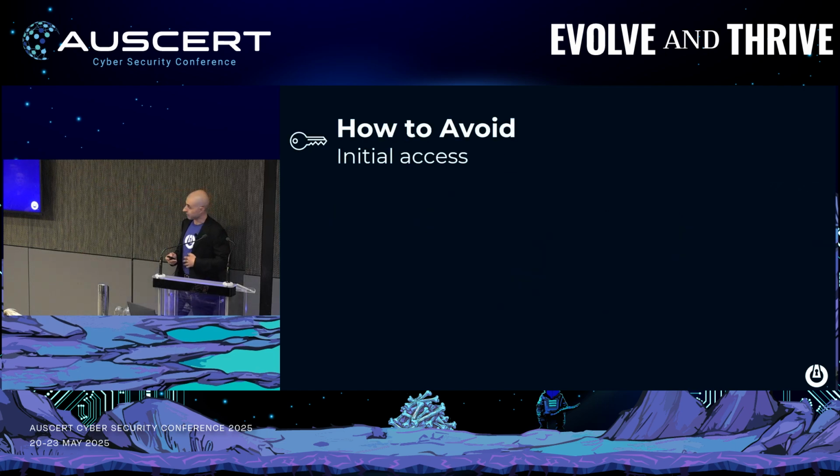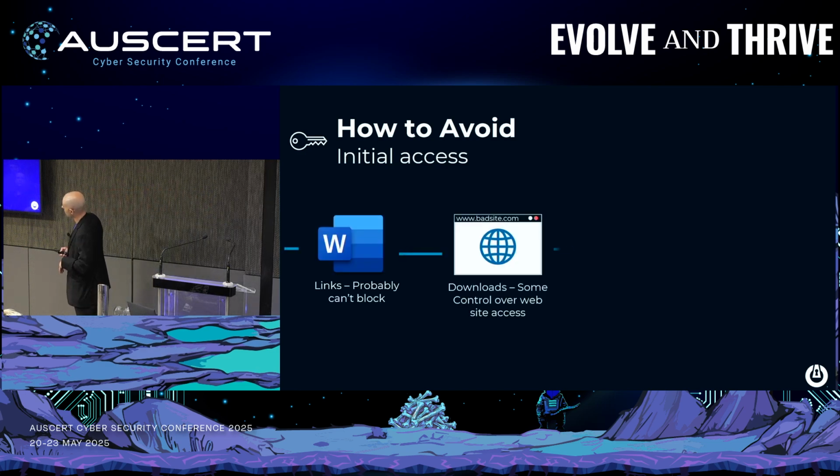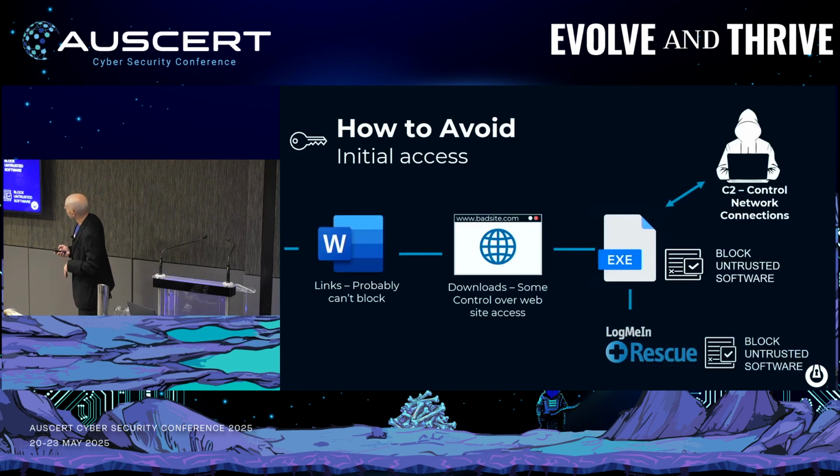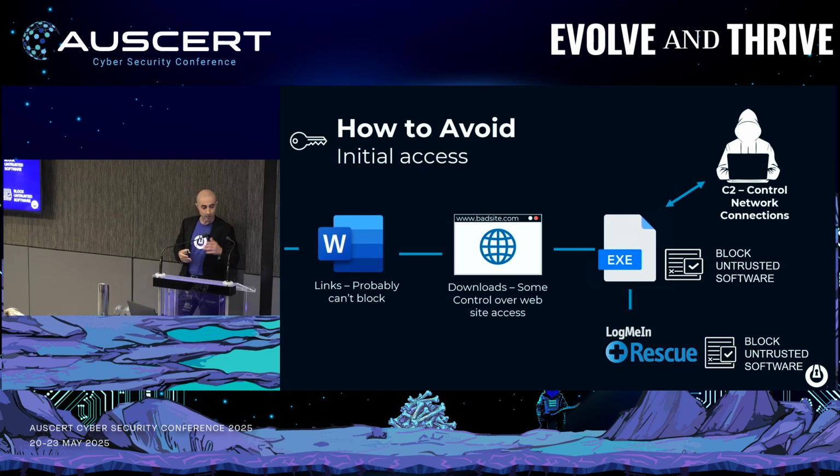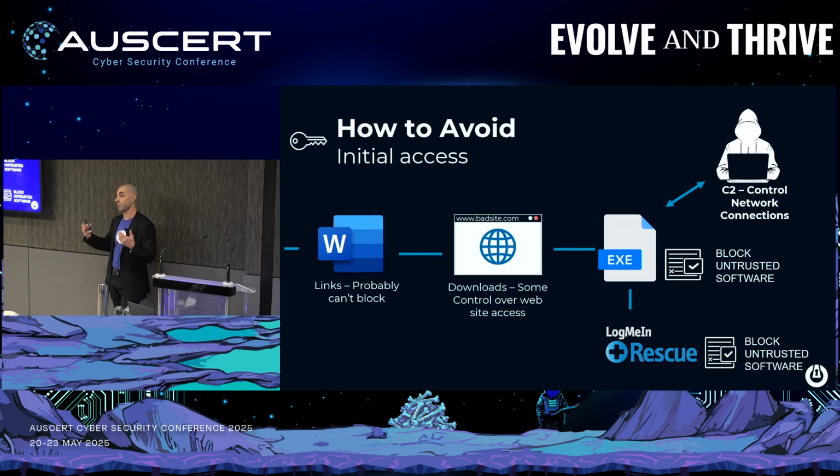So what could have been done in order to avoid this? Well, if you think about it, that initial foothold into the environment, unauthorized or untrusted applications could have been blocked, plain and simple, right? The executable could have been blocked, LogMeIn Rescue could have been blocked, or otherwise it could have been run on a policy schedule, right?